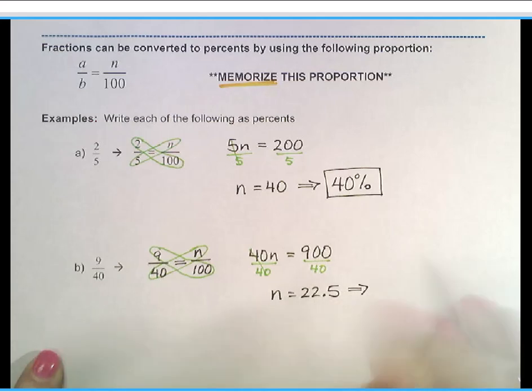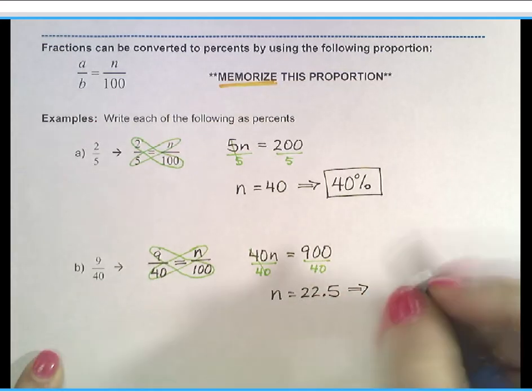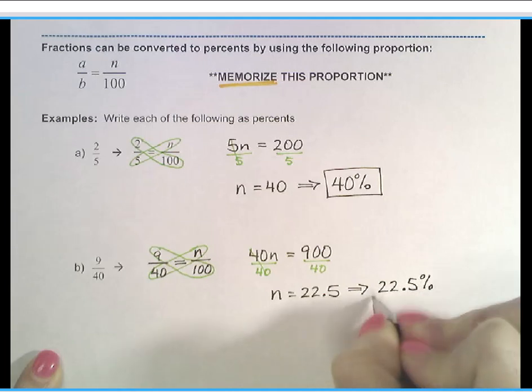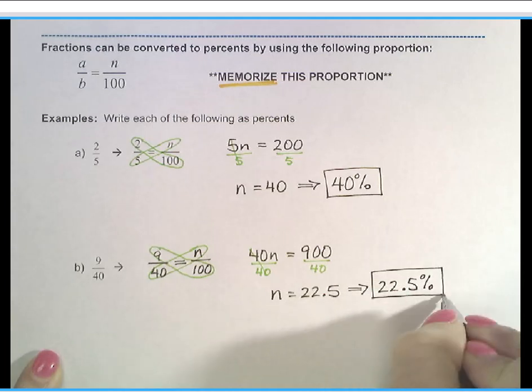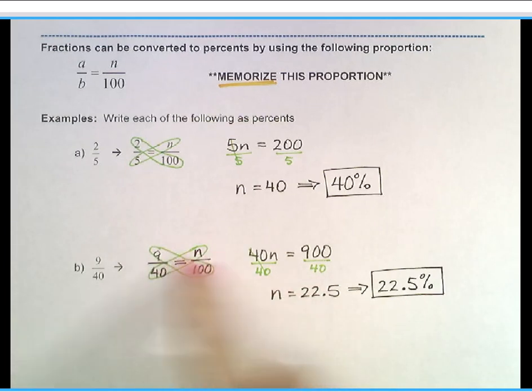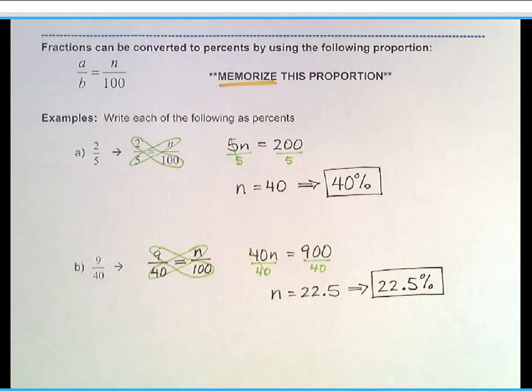And remember, the answer that you get, you just slap a percent sign on it. So it's 22.5%. So this one ends up with a decimal in there because you have 0.5%. But if a decimal shows up, it would show up here at the end. It shouldn't be showing up in the work of the proportion. So that's a very simple way you can turn a fraction into a percentage.